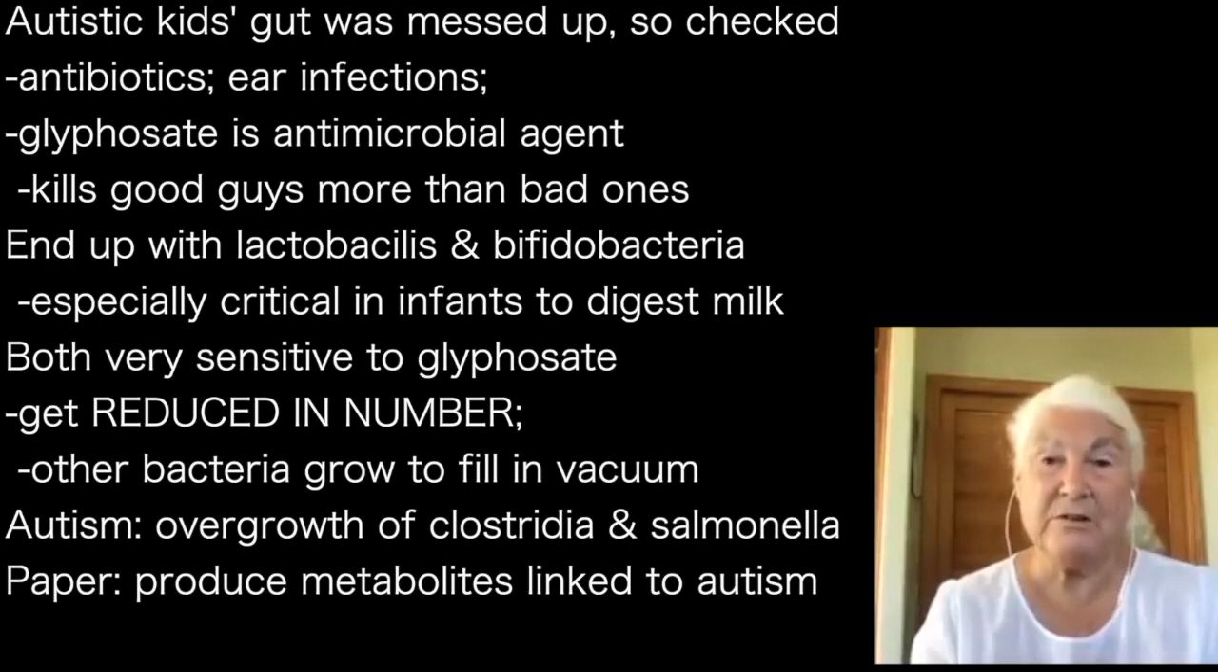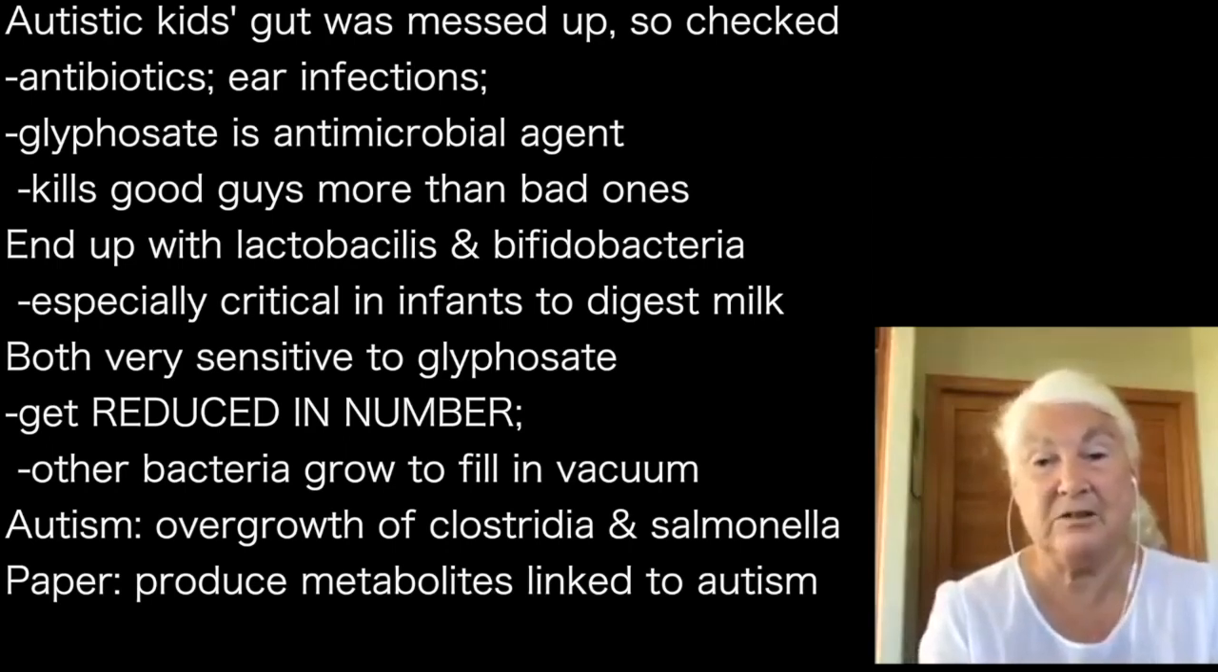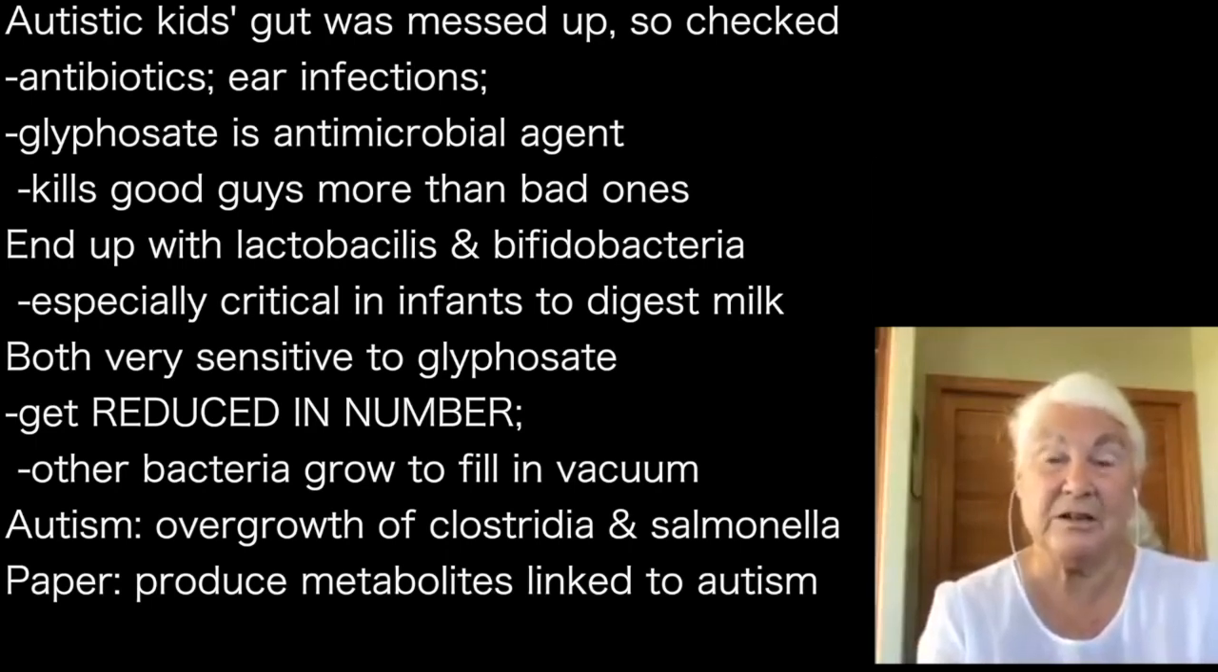And those microbes are very sensitive to glyphosate. And this is really crucial because they get reduced in number, and then other microbes can grow because there's a hole. Whenever there's a vacuum, other microbes can grow. And the autistic kids have an overgrowth of Clostridia. And Clostridia are especially resistant to glyphosate. And so a very nice study showed that bifidobacteria and lactobacillus were much more sensitive than Clostridia and Salmonella.